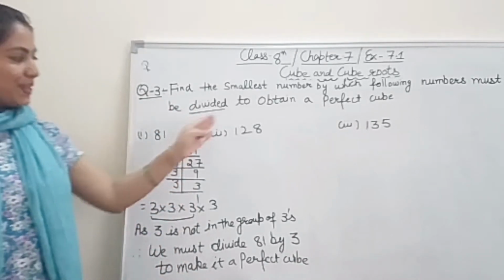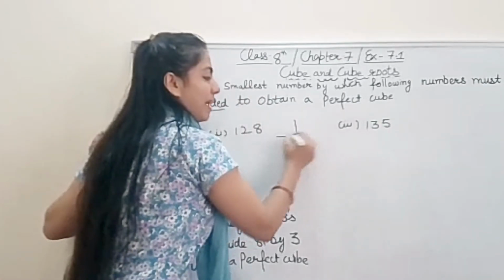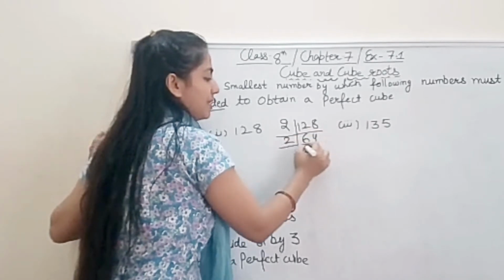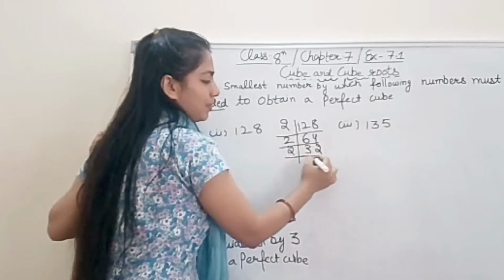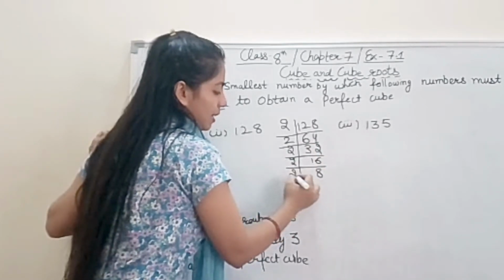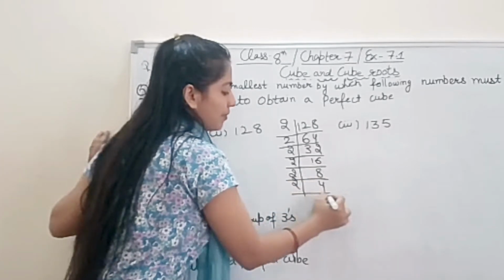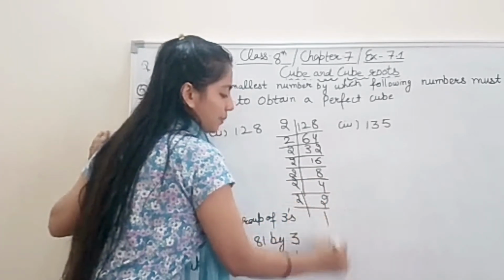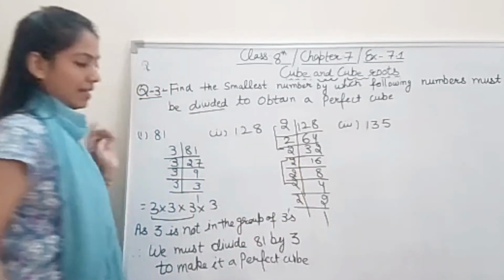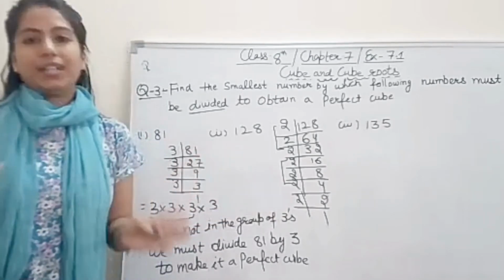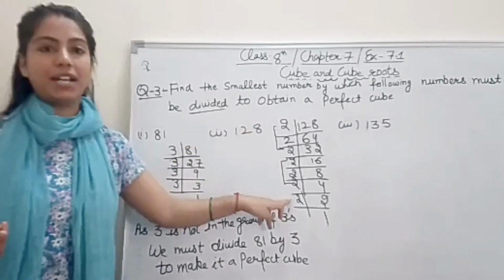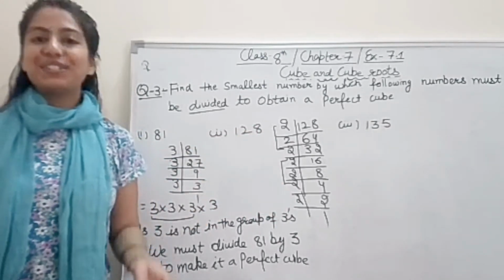That's it. So for the second part, 128, again we'll do the prime factorization. 2 sixes are 12, 2 fours are 8, 2 threes are 6, 2 twos are 4, 2 ones are 2, 1 carry, 2 sixes are 12, 2 eights are 16, then 2 fours are 8, 2 twos are 4, and 2 ones are 2. Now here only 3 group, yes, 3 group, yes. So here 2 is not in a group of 3s, therefore we must divide 128 by 2 to make it a perfect cube.